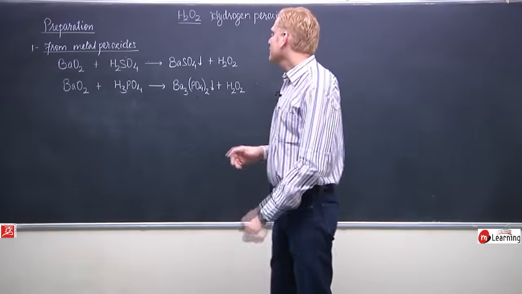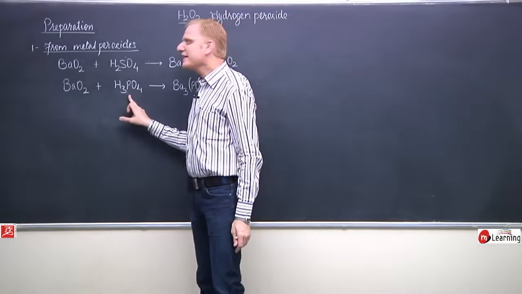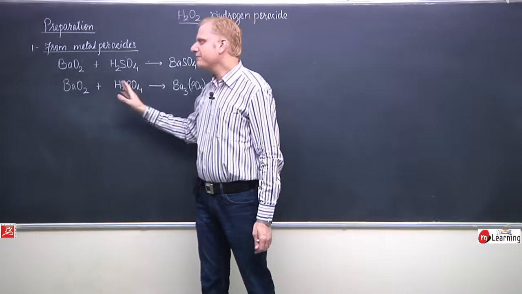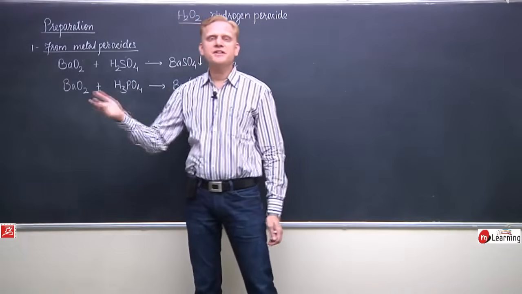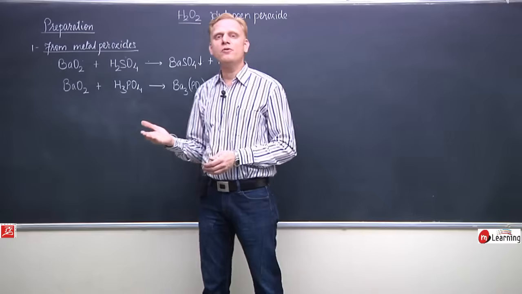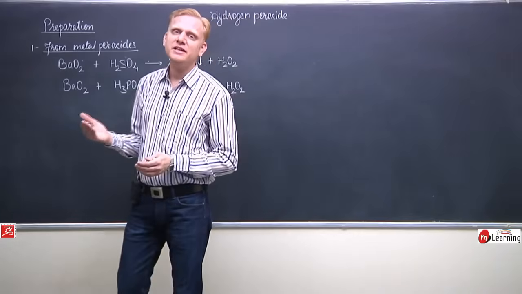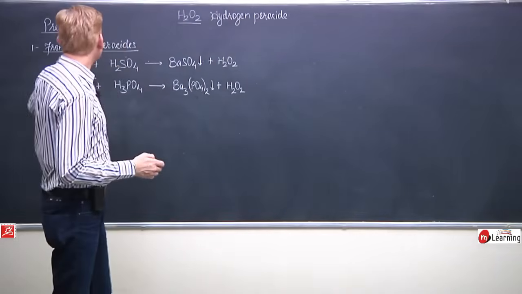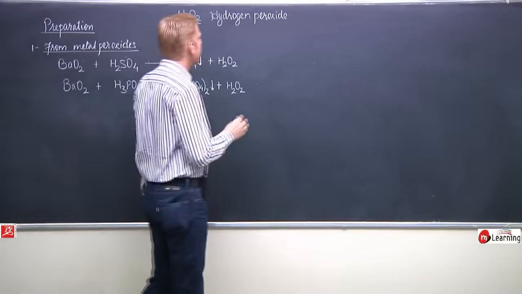I repeat, which 2-3 things are important. Once again, we prefer phosphoric acid instead of sulfuric acid. We prefer barium peroxide instead of sodium peroxide. We prefer the hydrated form of barium peroxide instead of the anhydrous form. This is one of the methods to prepare hydrogen peroxide.